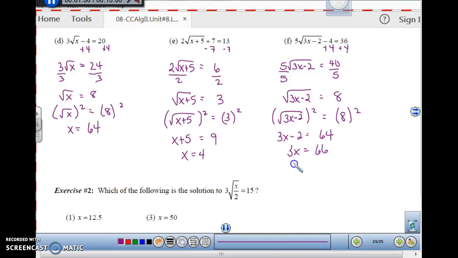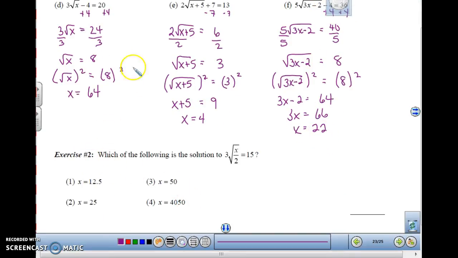And divide by 3. X is equal to 22. All right, so if I plug in here, 3 times 22 is 66. Minus 2 is 64. The square root of 64 is 8. 5 times 8 is 40. Minus 4 is 36. And it works.